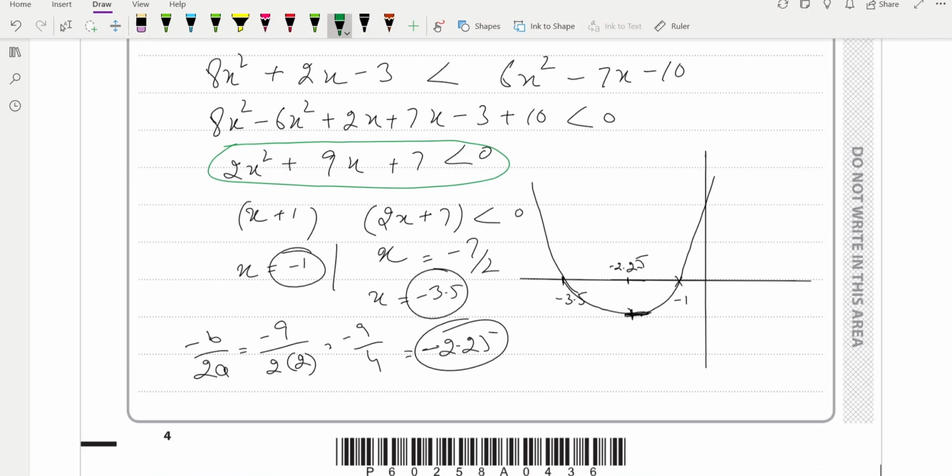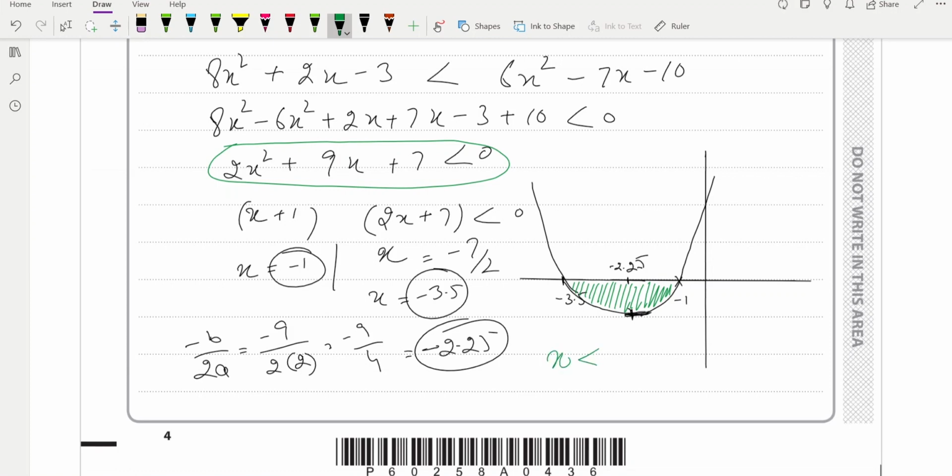So y value less than 0 is basically this portion. So our solution is this portion. So now we can write it in the form of an equation. Basically we have represented this. So from here we can write the x value.